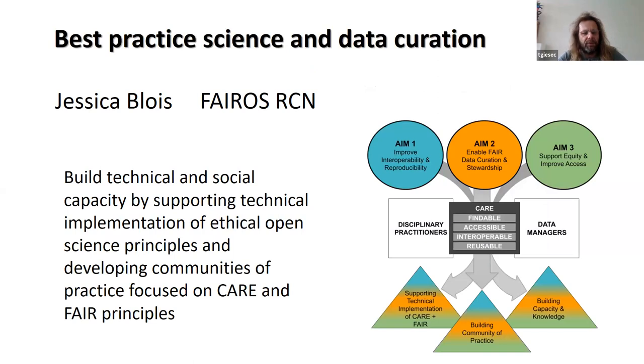Jessica's talk was a bit more conceptual, but no less exciting. What she was presenting was basically best practice science and data curation, a project that is aiming at that, focused on vertebrate data. And she didn't only want to look at FAIR principles, but also take care and focus on CARE principles, so looking at community sensitive data.